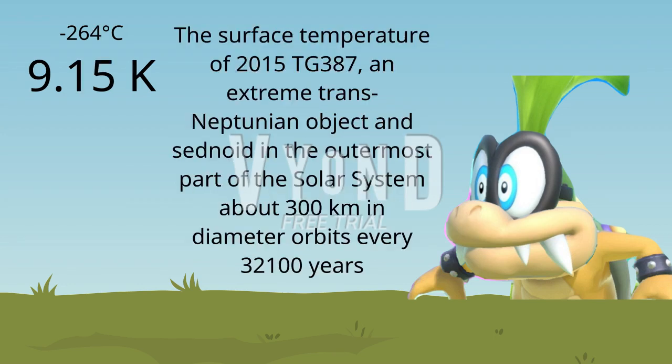The surface temperature of 2015 TG387, an extreme trans-Neptunian object and sednoid in the outermost part of the solar system, about 300 kilometers in diameter, which orbits every 32,100 years, exactly 11,716,500 days, is at minus 264 degrees Celsius, or 9.15 Kelvin.